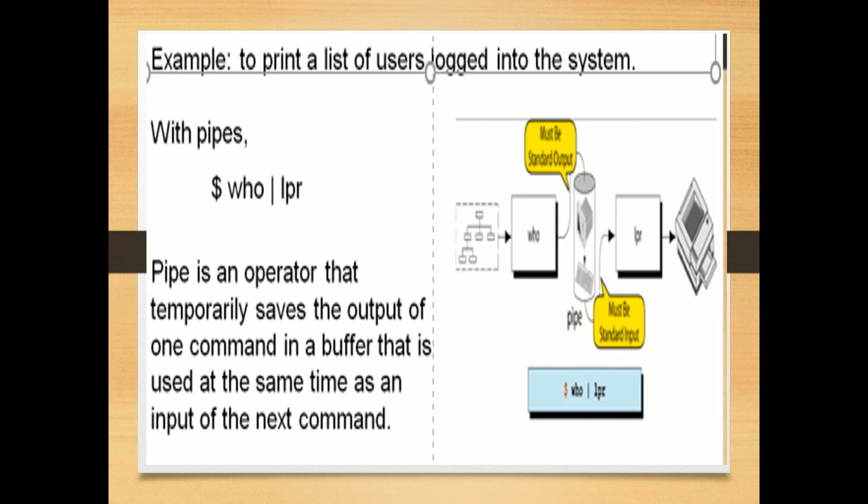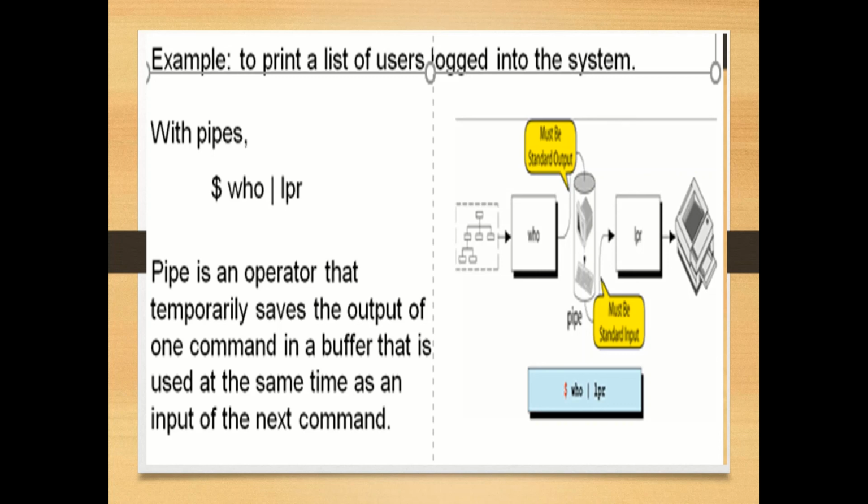Pipe is an operator that temporarily saves the output of one command in a buffer that is used at the same time as the input of the next command. Here who is the command that produces the output that is entered into the pipe, and that is the input for the next command, lpr, using the pipe symbol. This is the way to combine two commands to perform like a single command using the pipe.